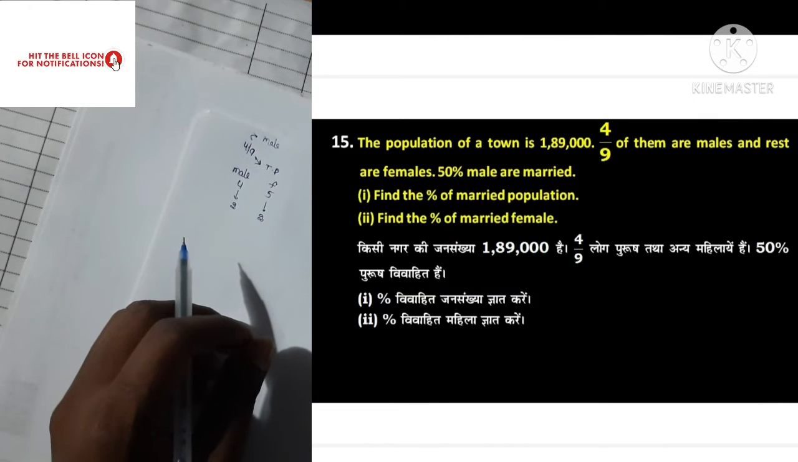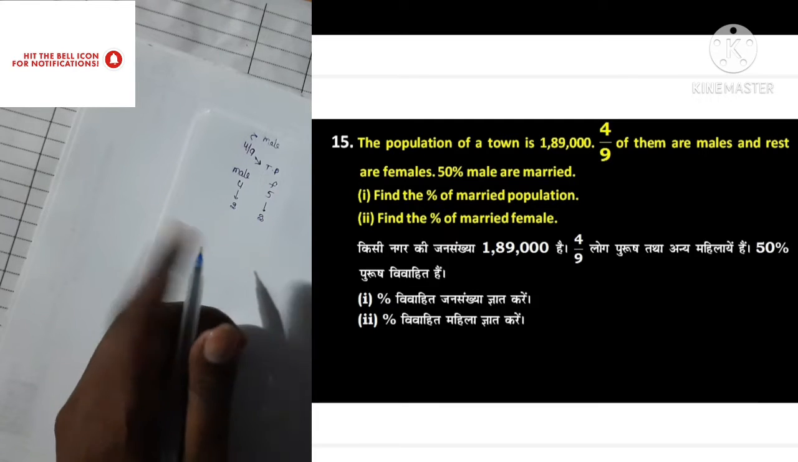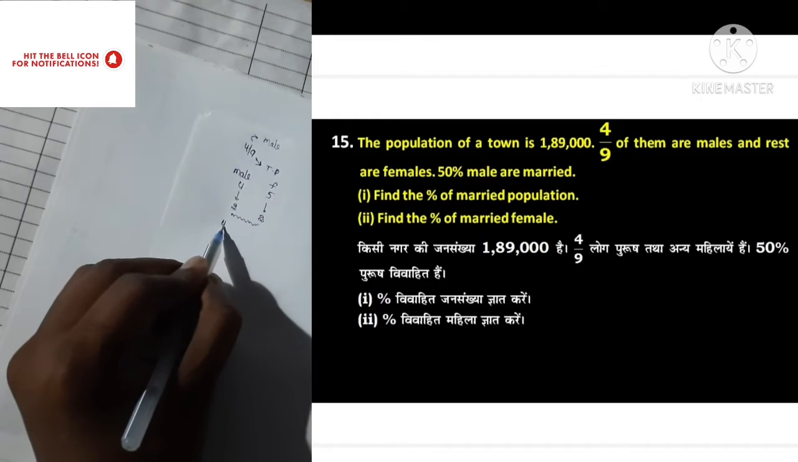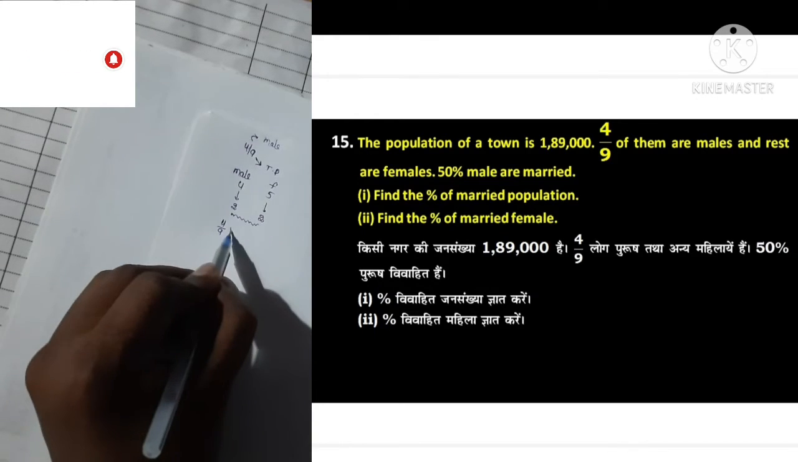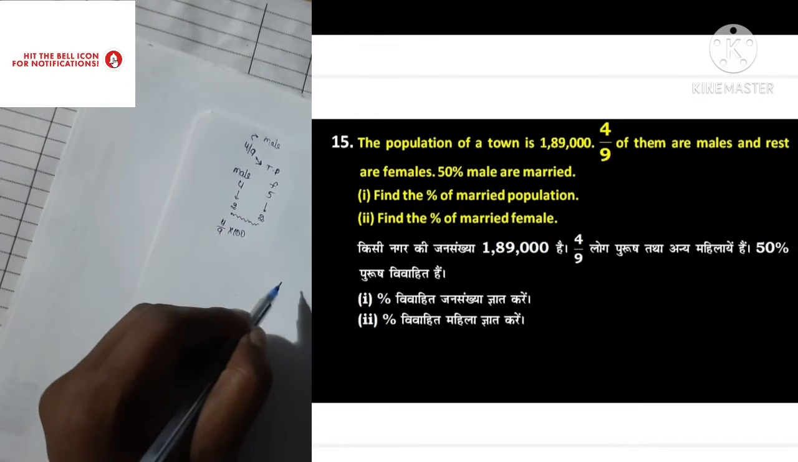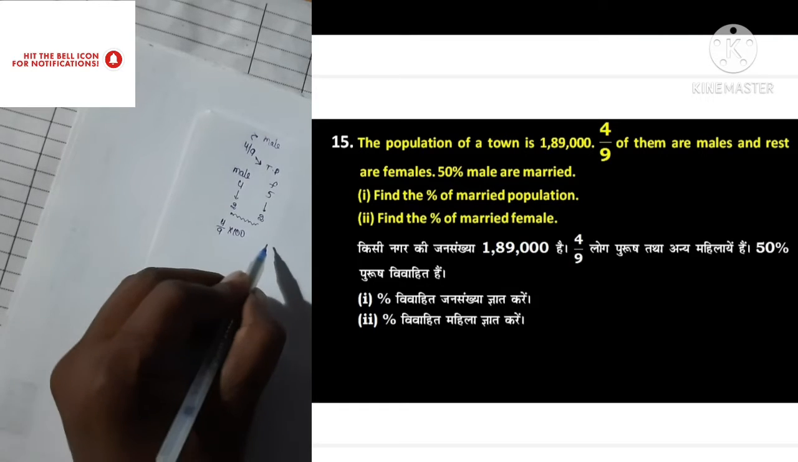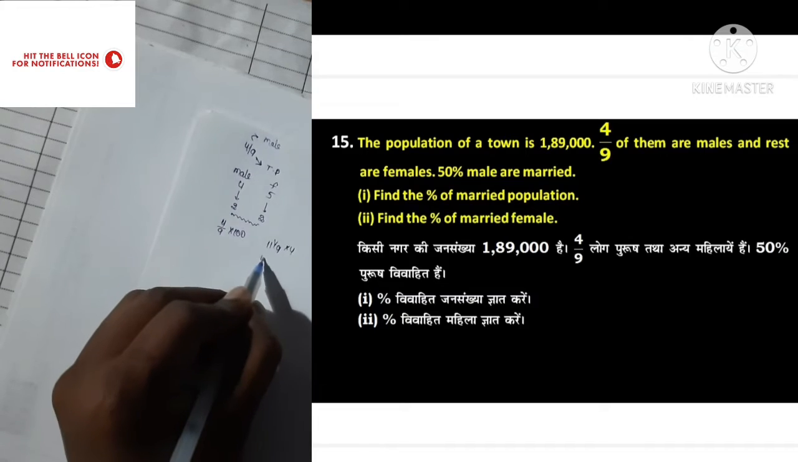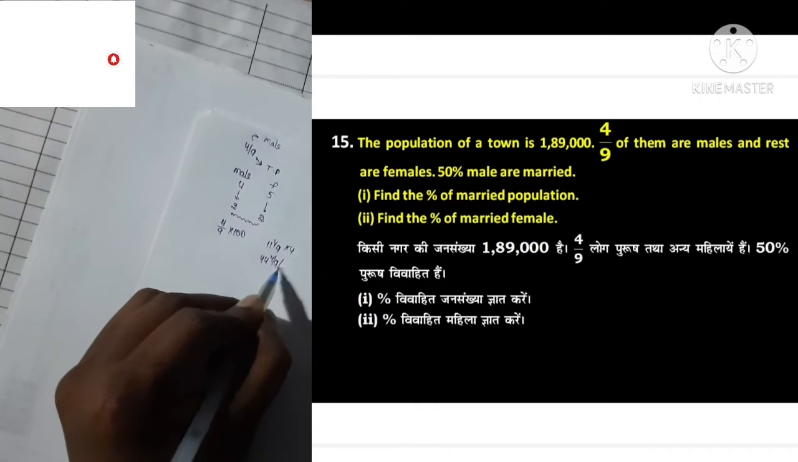So find the percentage of married population. So total married is 4 out of 9. So 4 by 9 into 100. So 1 by 9 is 11, 1 by 9 into 4. So 44 4 by 9%.